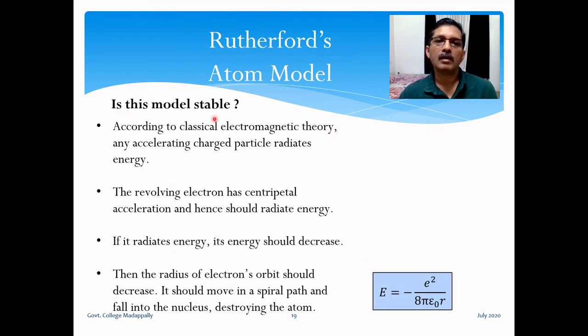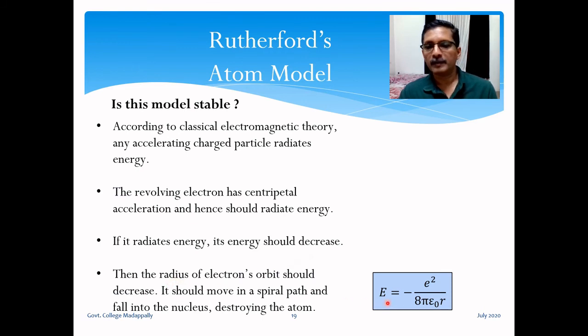Now, is this model stable? The problem here is this. According to classical electromagnetic theory, any accelerating charged particle radiates energy. This we have seen when we discussed X-ray production, about Bremsstrahlung radiation. Here Rutherford proposed that electrons are revolving around the nucleus. Then a revolving electron has centripetal acceleration, and hence it should radiate energy. If it radiates energy, its energy should decrease.